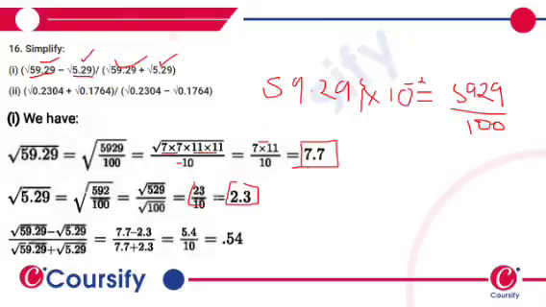So by putting 7.7 and 2.3 in the respective places we get the answer like this: 7.7 minus 2.3 upon 7.7 plus 2.3. So this gives us 5.4, and down here is 10. So 5.4 upon 10 gives us the answer 0.54, which is equal to this.